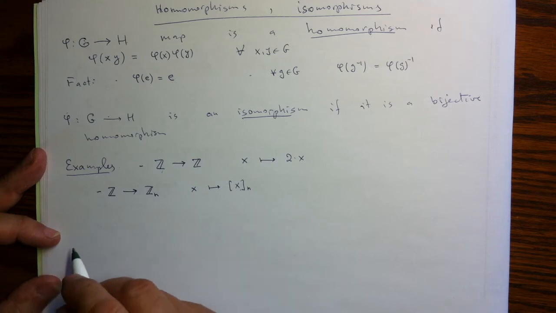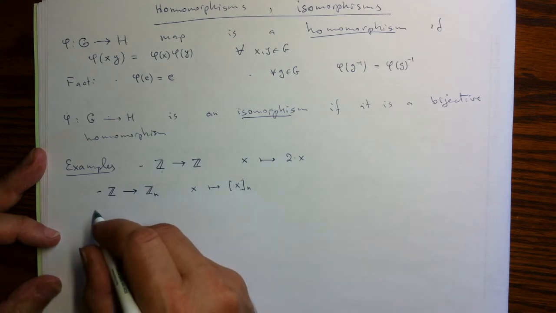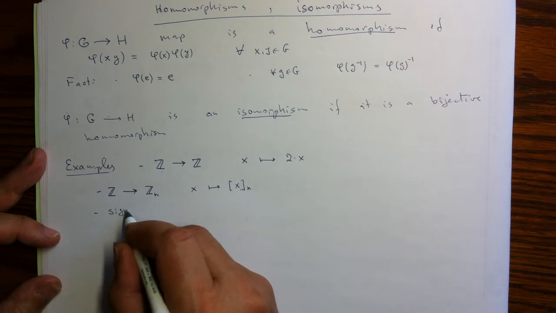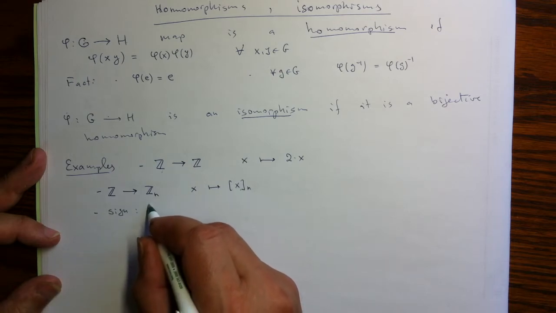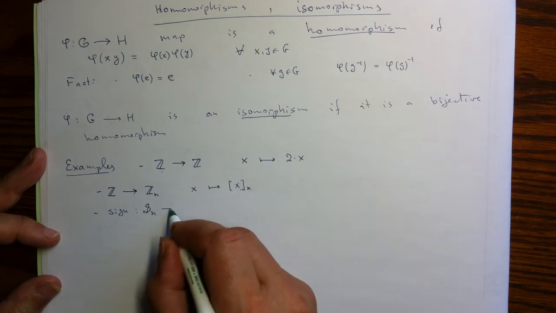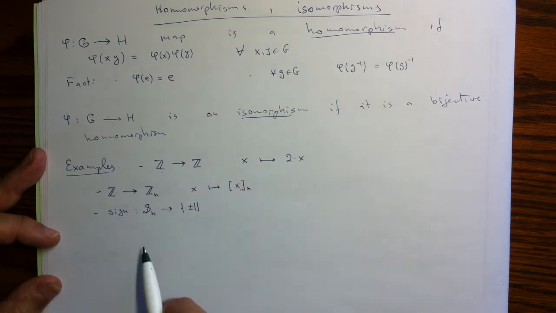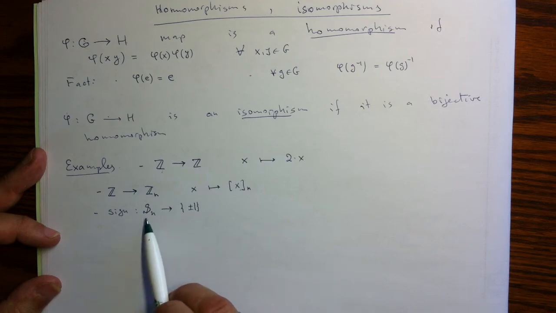We'll have more, say, sign. We had it before looking at permutations. Taking a permutation and computing its sign gives us plus or minus one. The sign rule, which says that the sign of a composition is the product of signs, is the homomorphism rule. So we have another example of a homomorphism.